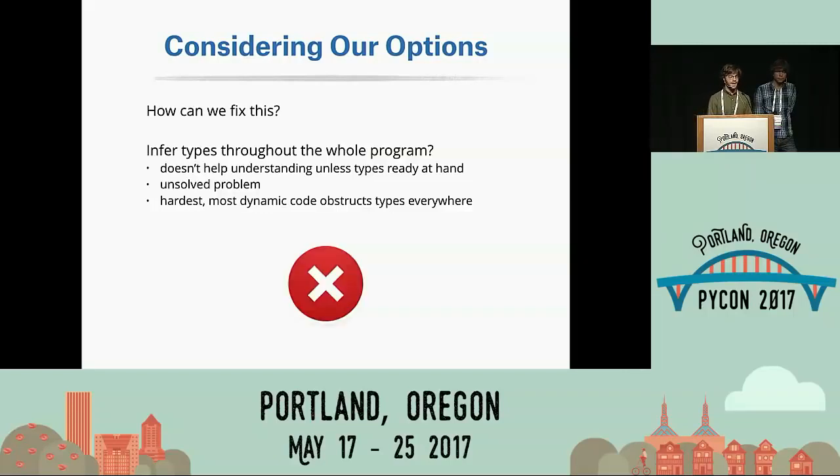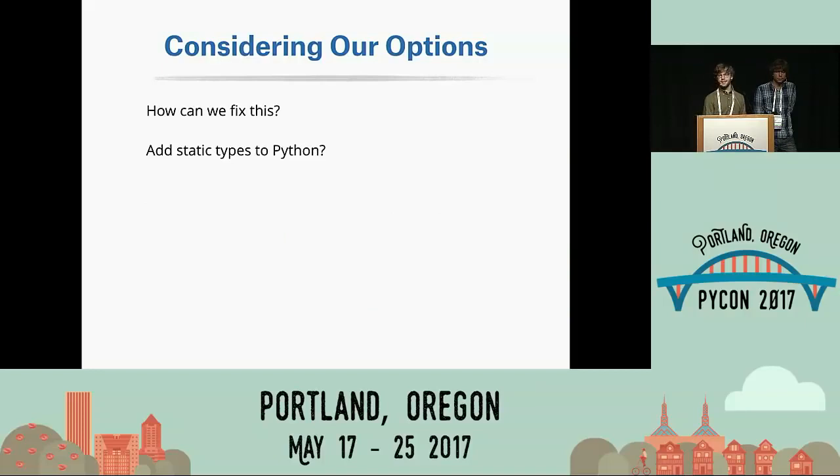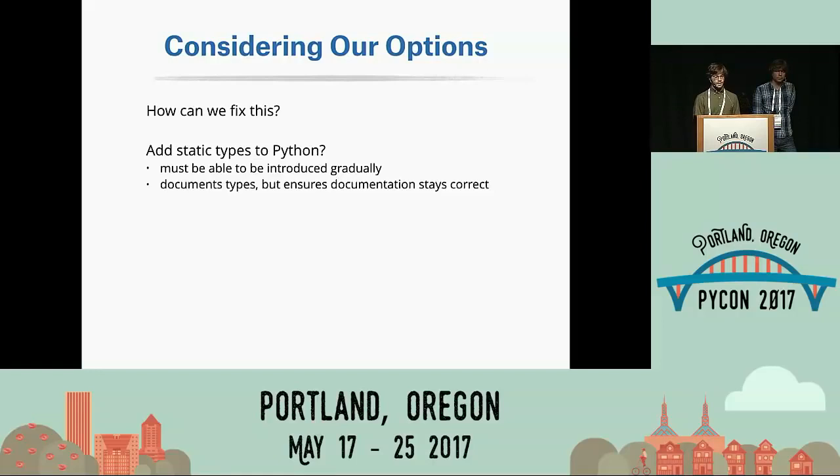So OK, what can we do? Well, what if we added static types to Python? You'd have to be able to introduce them gradually. Otherwise, you'd be back to the rewrite-everything-in-a-static-language problem. But this is possible. It would document types right where you want to see them. And it could check that documentation to make sure that it stayed correct. It would still be a lot of work to implement, and it still had some legitimately unsolved problems. But it was doable, and we've done it, and it works.